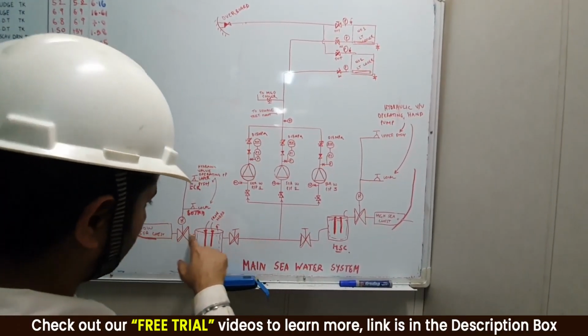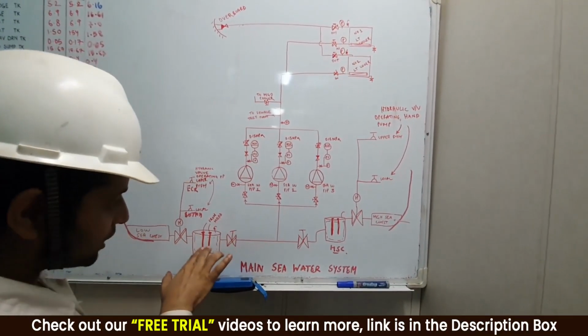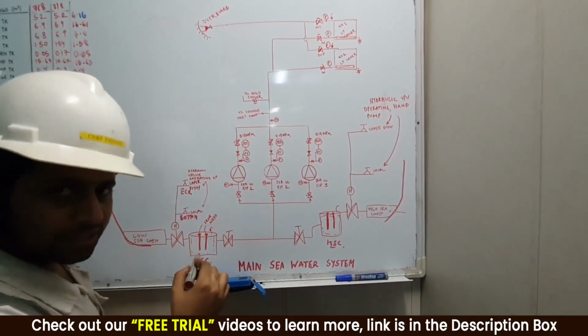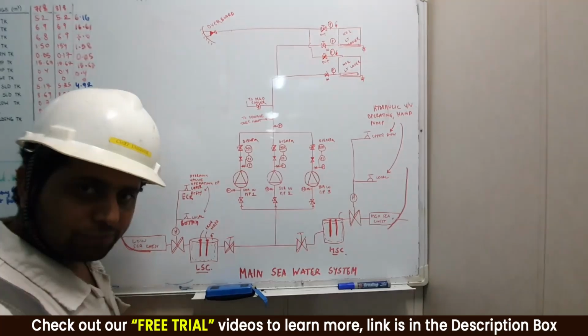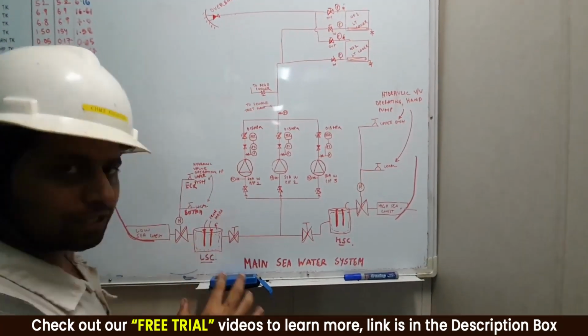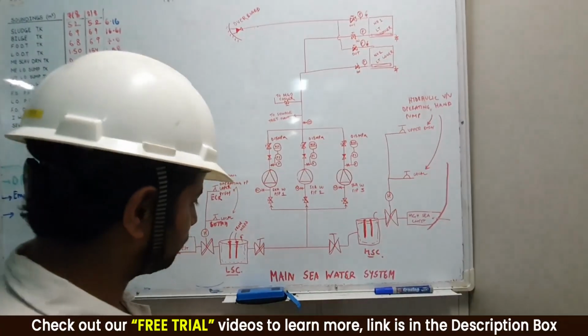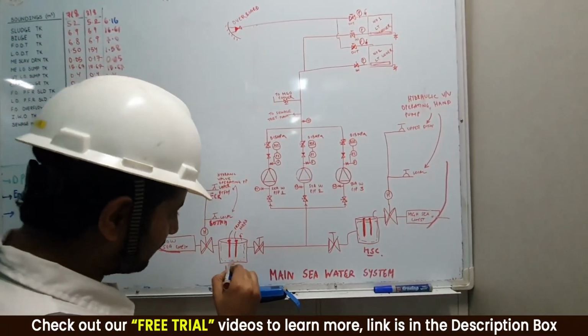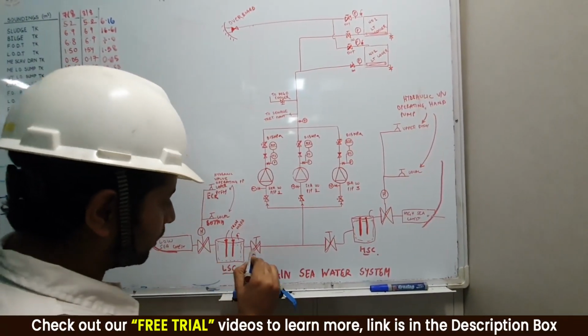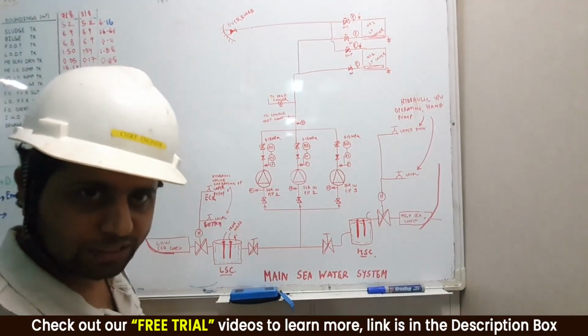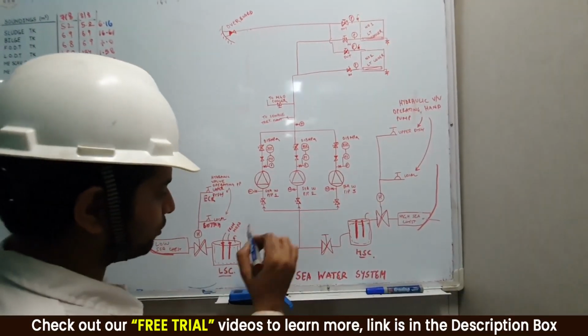Now, suppose you have opened this one. From the low sea chest, water comes over here. This is my low sea chest filter fitted along with MGPS anodes. If you want to understand this MGPS system and these MGPS anodes, you have to go through my corrosion section, where I have made videos about MGPS anodes. But anyway, there is a filter fitted over here, and through this filter, water comes in.